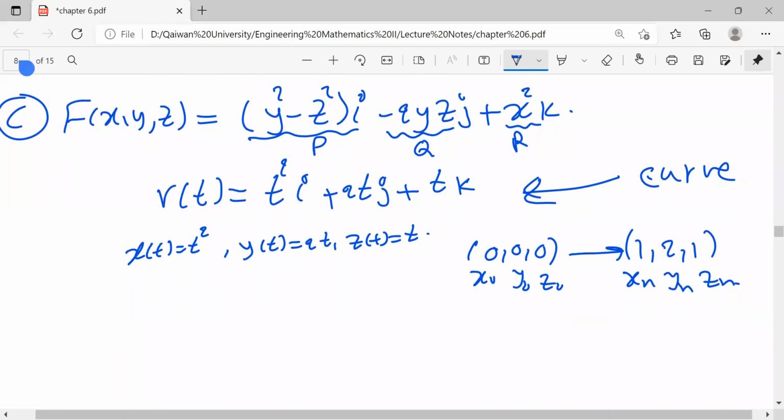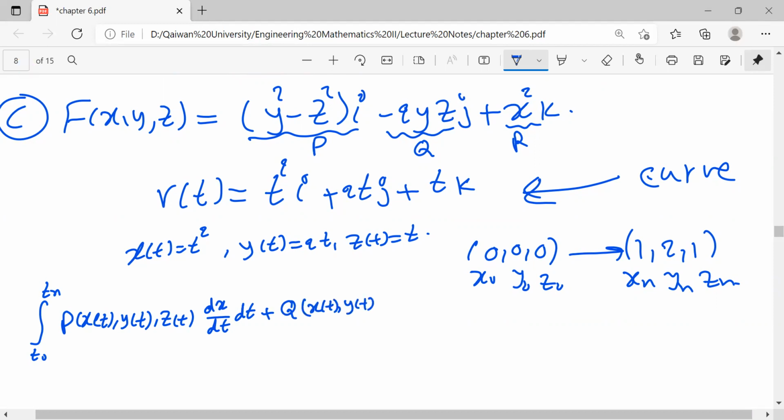We say the line integral is equal to the integral from t naught to tn of P of x of t, y of t, z of t, dx by dt dt, plus Q of x of t, y of t, z of t, dy by dt, plus R of x of t, y of t, z of t, dz by dt.